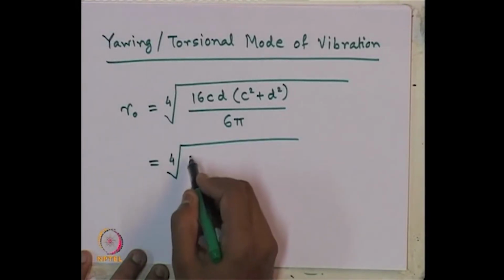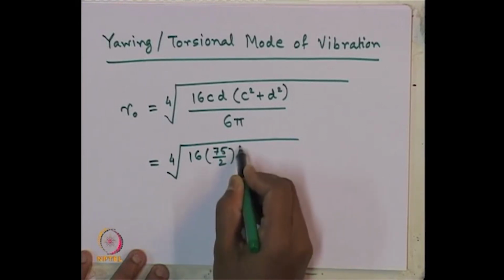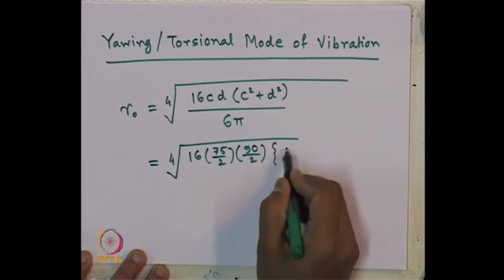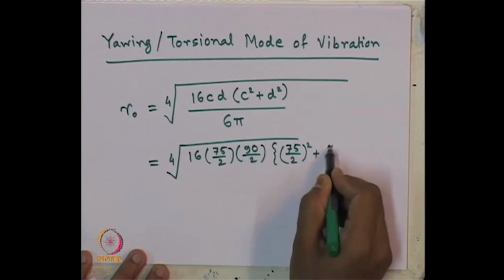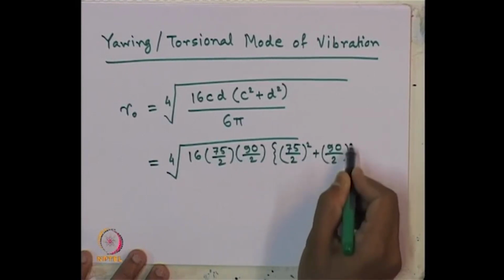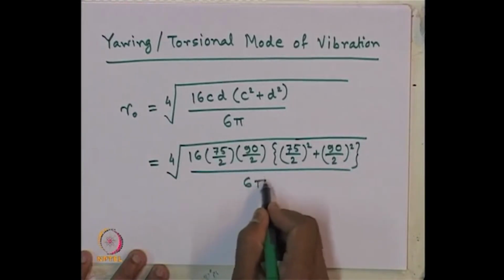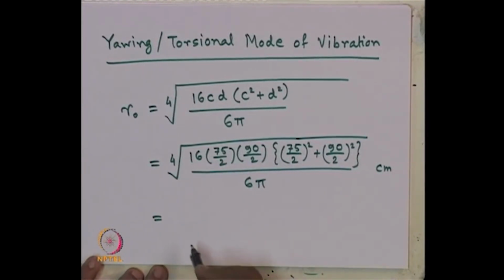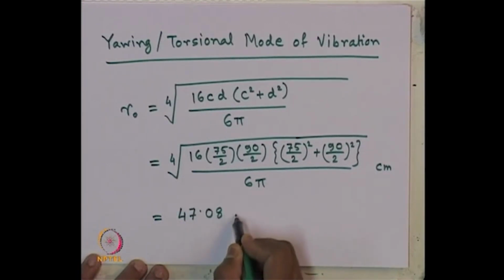So, 4th root of 16, 75 by 2 whole square plus 90 by 2 whole square by 6 pi. So much of centimeter. How much it is coming? 47.08 centimeter.